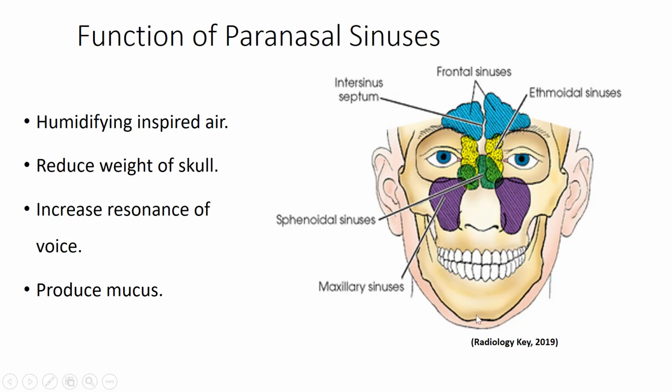They will have sensory supply from the ophthalmic and also the maxillary division of the trigeminal nerve. And the parasympathetic supply is provided by the greater petrosal branch of the facial nerve via the pterygopalatine ganglion.